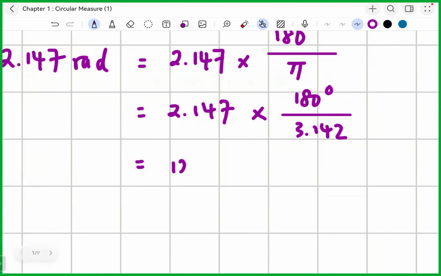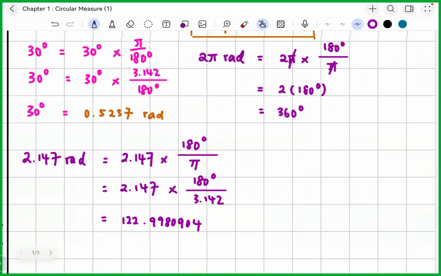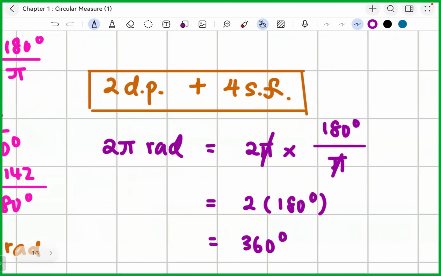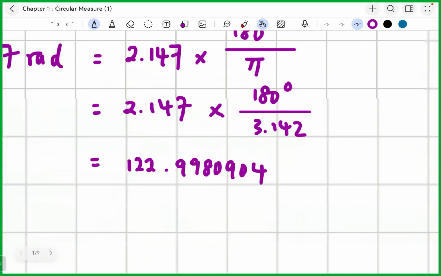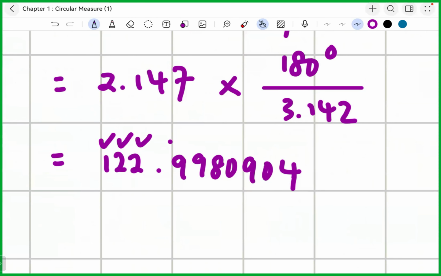So 122 point... Okay, in this situation you can just directly round off to 123 degrees, because the original answer is 122.9980904. Remember our formula? Our golden rule: 2 decimal places plus 4 significant figures. Let's look at 4 significant figures first: 1, 2, 3, 4. But I want 2 decimal places. 2 decimal places is counted after the decimal point. So 1 decimal place, 2 decimal places.